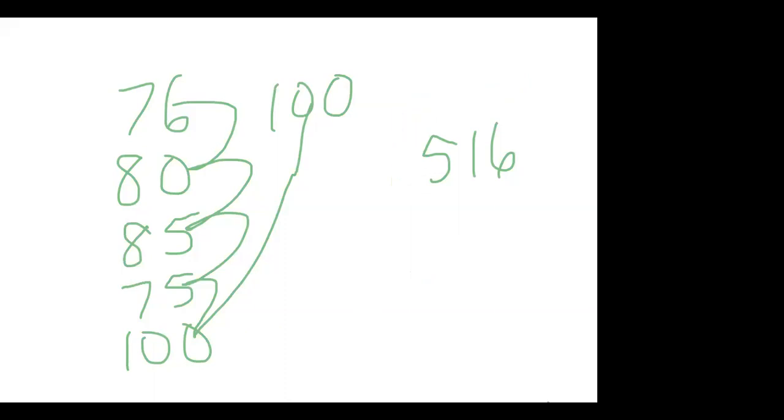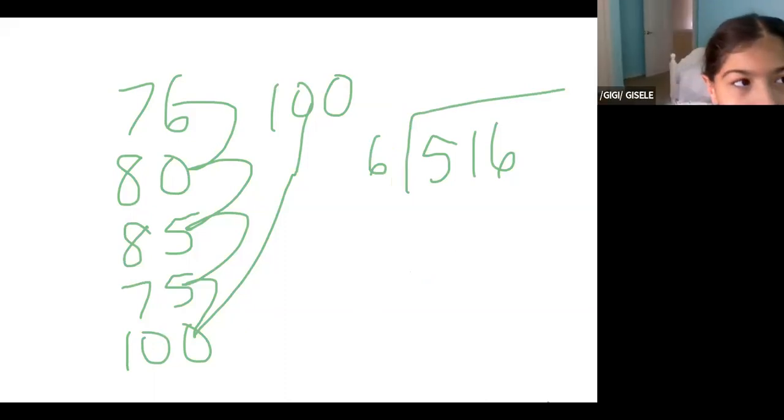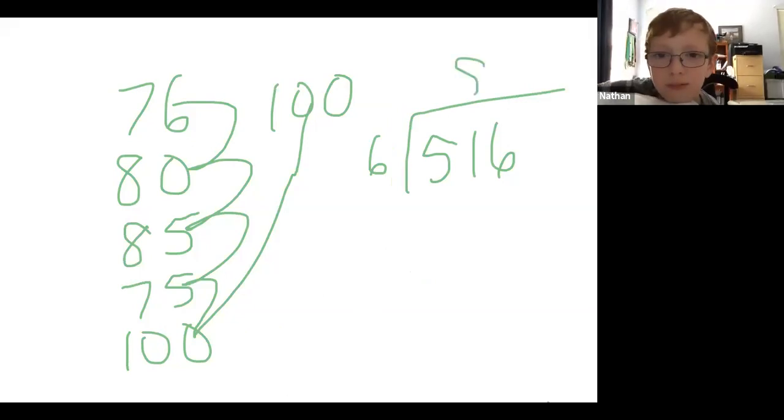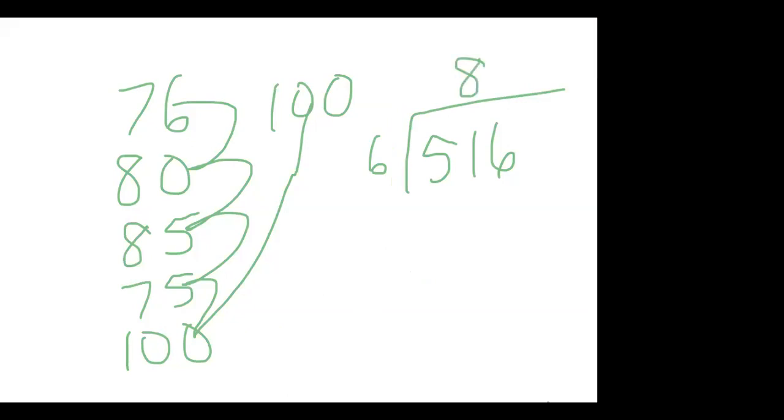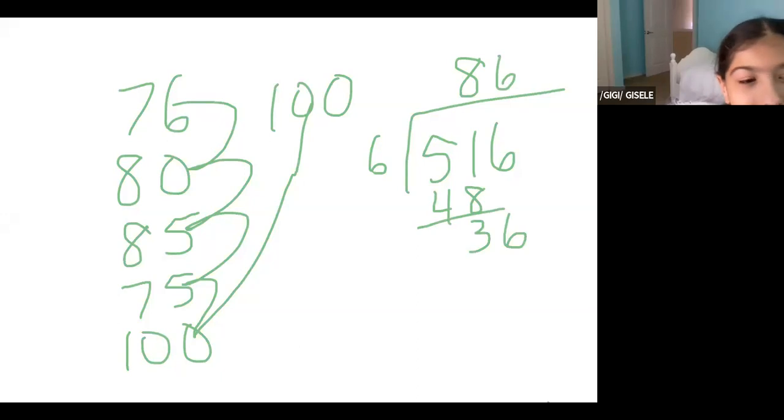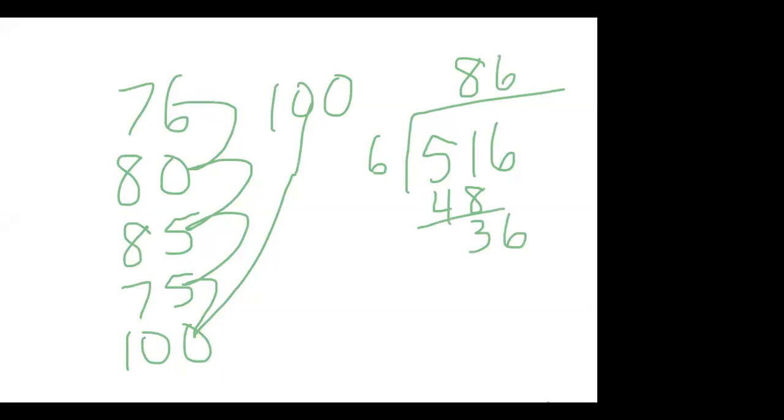All right, so we're going to divide it by 6. How many times does 6 go into 51? 8 times. Good guess, Giselle. It does go in 7, but it actually goes in 8 also. 8 times 6 is 48. Subtract, you get 3. 36 divided by 6 is 6. So even with those 100s, you barely have a B. It's a B minus, 86.